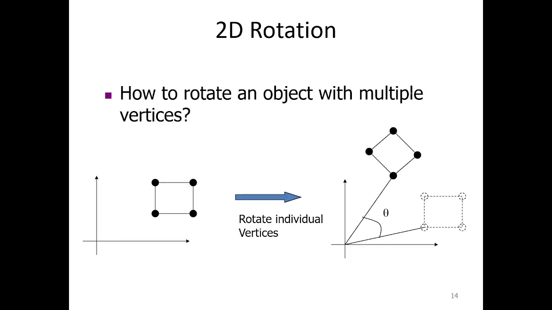So how do we rotate an object with multiple vertices? See here, likewise we have to rotate different types of objects. This is a square. Now this object can be rotated into this position, that is anti-clockwise like that. So we have to rotate the individual vertices, and then all the vertices will be rotated. In that way we can rotate the particular object, clockwise or anti-clockwise, based upon the conditions.